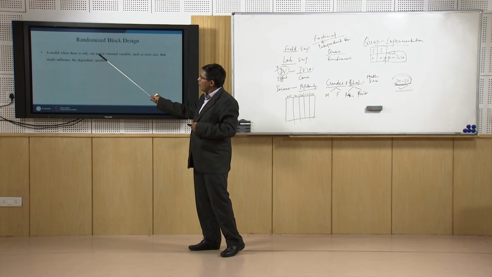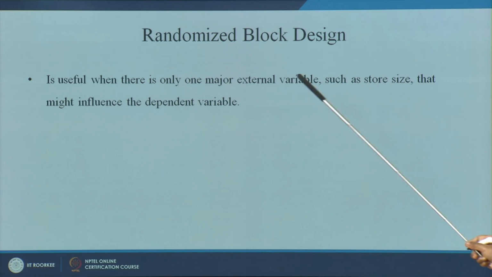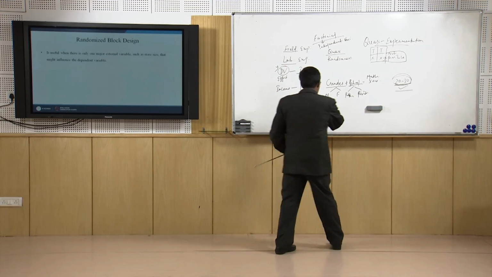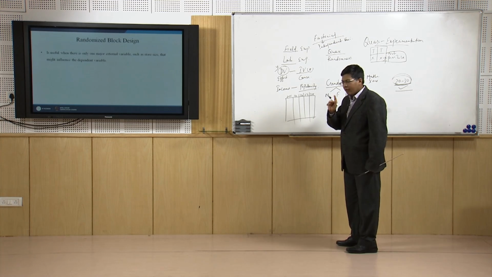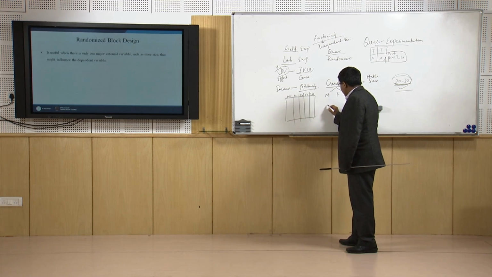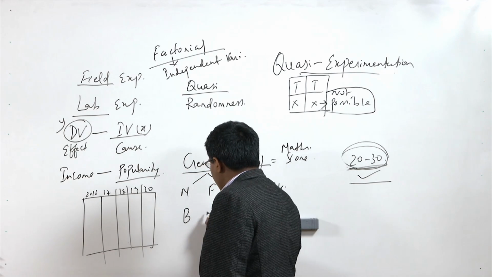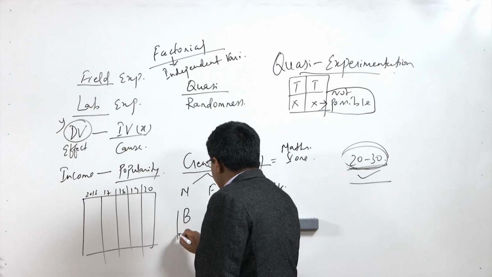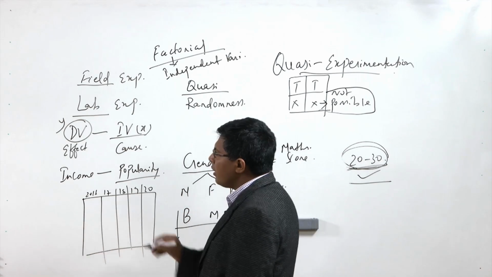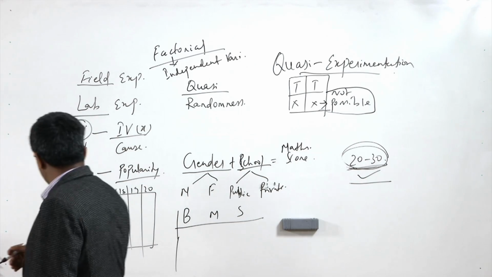It is useful when only one major external variable, such as store size, might influence the dependent variable. Now, what is it saying? There is only one factor in the randomized block design, you take only one factor. Let us say the factor is store size. The size of the store could be a big store, a medium size store, or a small store. That can have an effect on the dependent variable, that is sales, for example.